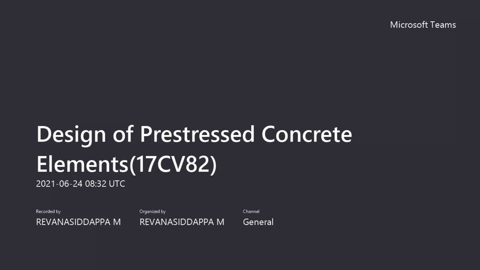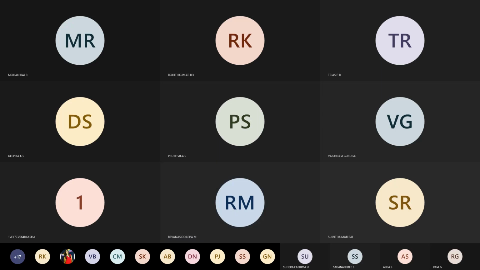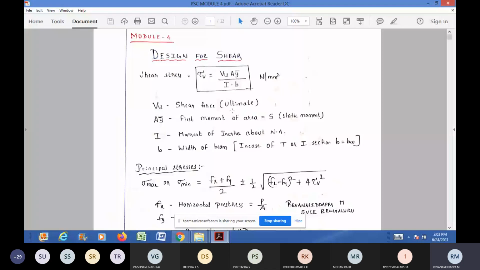So module number 4, design for shear. The course outcome of this particular module is, after successful learning of this module, that is design for shear, you will be able to analyze a pre-stressed concrete beam for shear, and you will be able to design a PSC beam for the shear force given. Okay, this is the course outcome. This is the ability which you get after proper learning of this module.